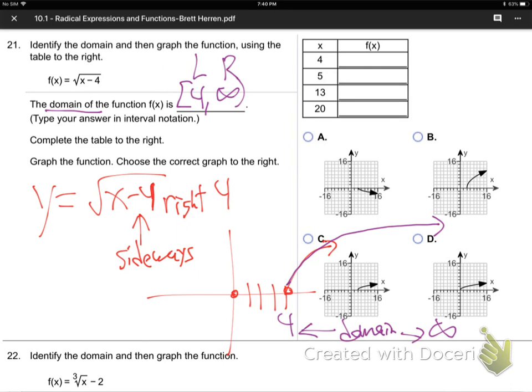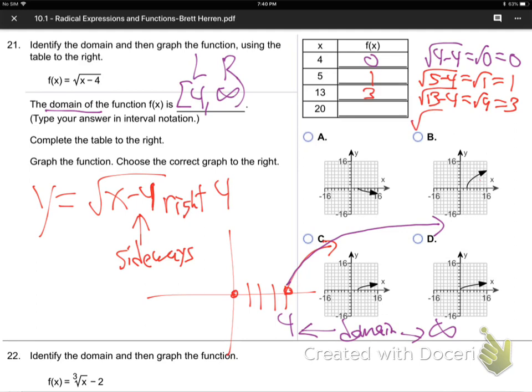Now, let's do the table thing. With the table, they just want you to plug in x values. So plug in 4. Square root of 4 minus 4. Square root of 0, 0. Next one. Plug in 5. Square root of 5 minus 4. Square root of 1, 1. Are you going too quick? That good? Next one. Square root of 13 minus 4, which is square root of 9, which is 3. Last one, square root of 20 minus 4, square root of 16, which is 4.